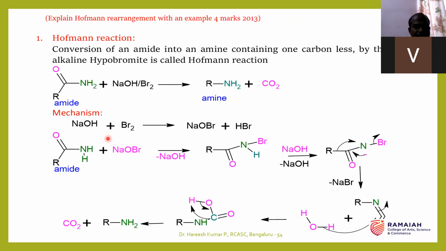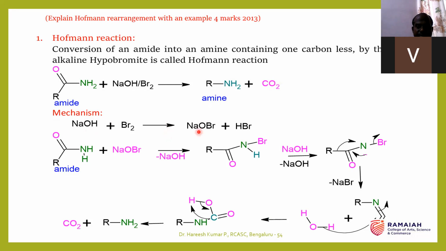So then I will go to the Hofmann reaction. So Hofmann reaction means amide. This is amide. Amide, when it is treated with sodium hydroxide in presence of bromine, it gives amine with one carbon less. So that is the important thing you need to remember. Then what will happen? These are the mechanism.